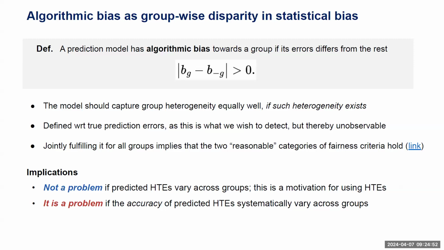And then given this definition, we say that we have algorithmic bias if this difference for one group compared to the pooled rest is different, right? It's a very simple definition. And the implication is that the model should be able to capture group heterogeneity equally well if such heterogeneity exists, right? So we don't make any assumption about whether the heterogeneity actually exists. And it's defined with respect to the true prediction errors, as that is what we want to detect, right? And you see I also talked about it. It's not necessarily a problem if the predictions are different across groups, because that's the motivation for the whole purpose. It is a problem if the accuracy varies.